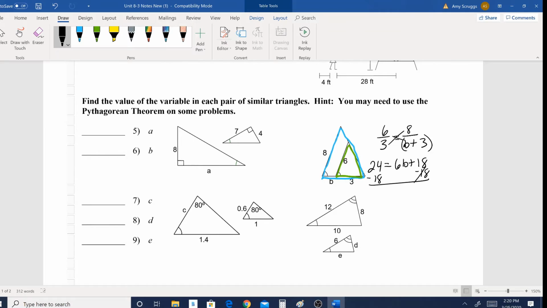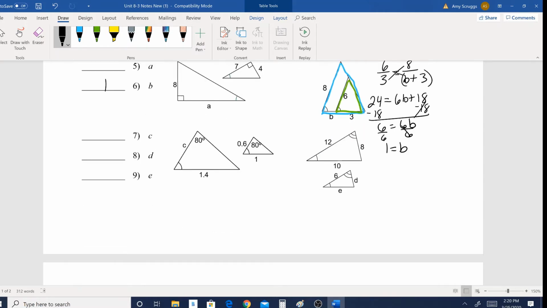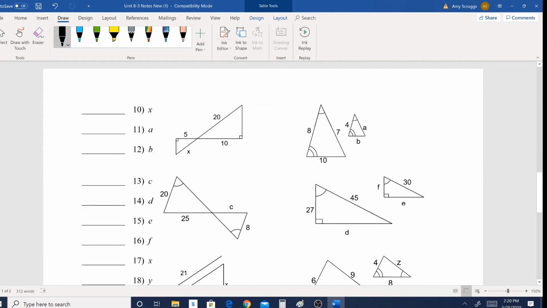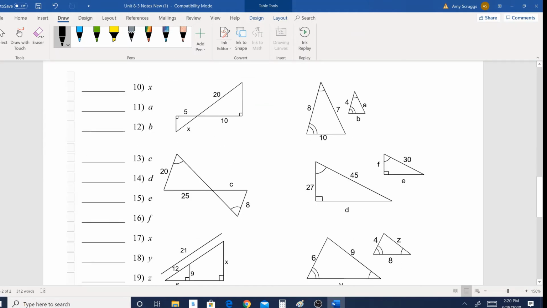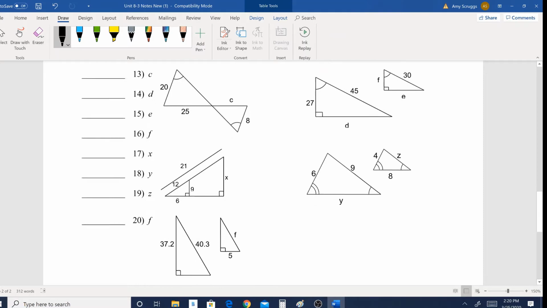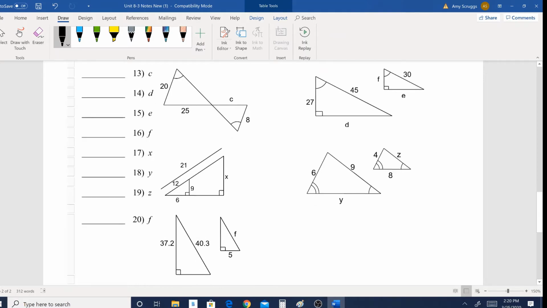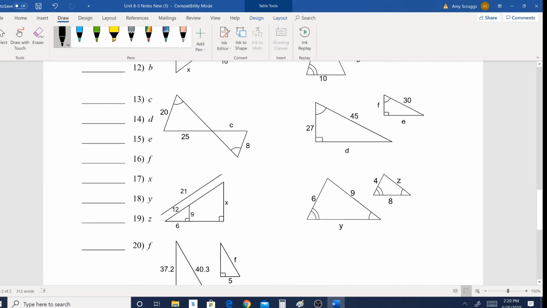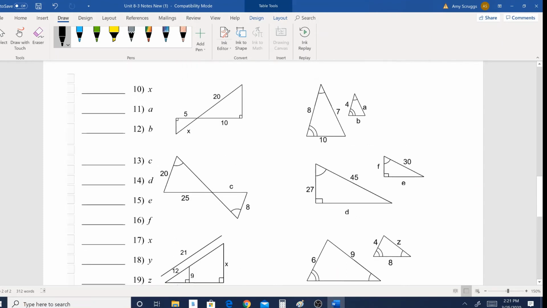So 24 minus 18, 6 is equal to 6b, so it looks like b is actually just going to be 1. Okay, and that's fine. You can have a b that's 1. There's no rule saying that we can't. All right, trying to look for something that looks like it might be kind of difficult, and excuse me, I'm not really seeing anything too crazy.